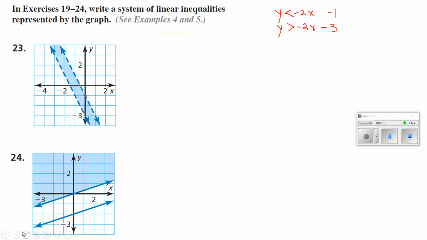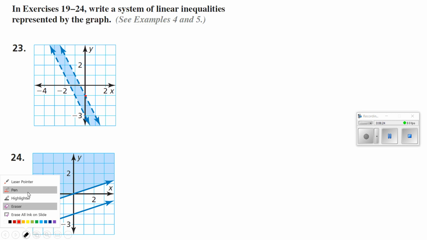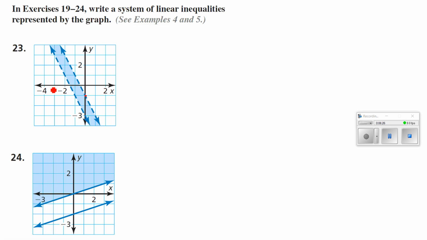Once again, we'll get rid of this. So for this one, it's saying to write two graphs here. I see they're both dotted lines, so it's going to be greater than or less than. It will not be equal to. This one has everything below it, so it will be less than. The other one has everything above it, so it will be greater than.